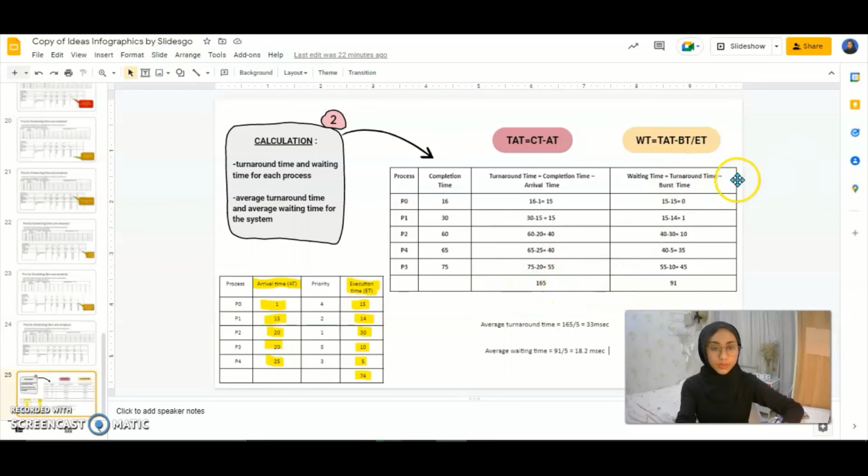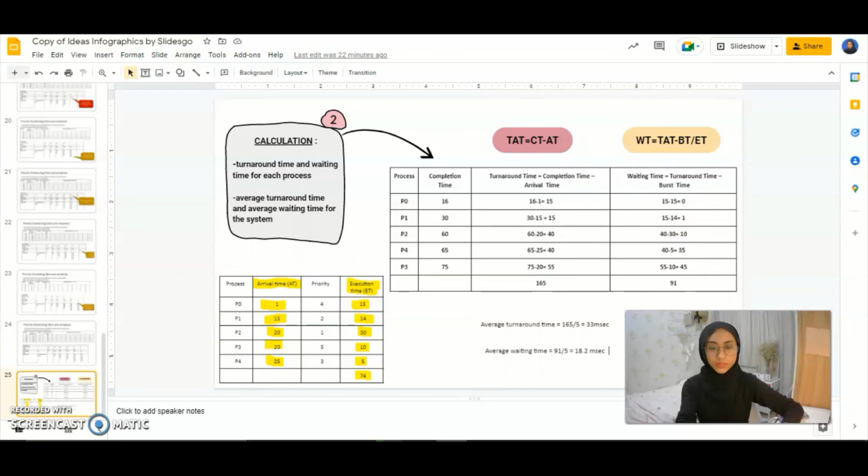For waiting time, this is the formula, which is turnaround time minus burst time. 15 minus 15 will become 0. 15 we got from the turnaround time, and the other 15 from the execution time. So 15 minus 14 will become 1. 40 minus 30 will become 10. 40 minus 5 will become 35. 55 minus 10 will become 45. And the total for the waiting time is 91.